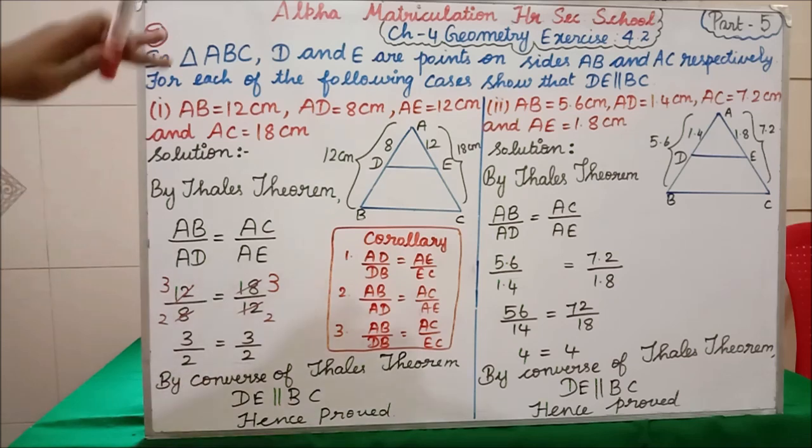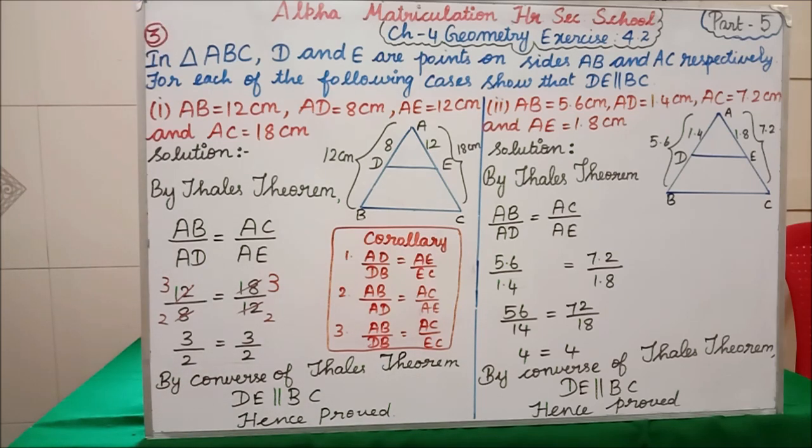The same model, the second sum. What is different is they have given the values in decimal form. If you see the second problem, they have given AB equal to 5.6, AD equal to 1.4, AC equal to 7.2 and AE equal to 1.8. By Thales theorem we apply the same corollary, because if you notice here, they have given the full length first and then the part value, similarly for this full length. Which corollary can we apply? The same second corollary.